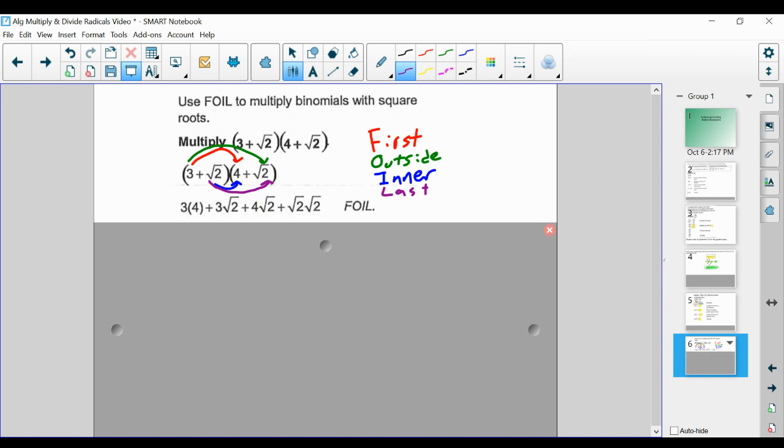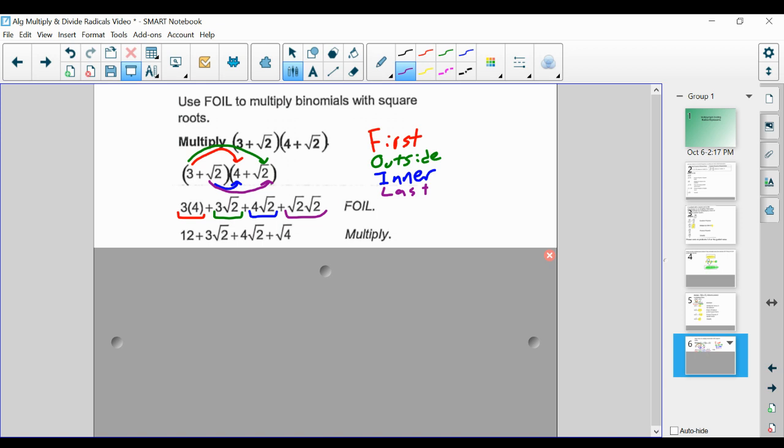I'm just going to connect our colors together. So 3 times 4 was in red. 3 root 2 was in green. 4 root 2 was in blue. And root 2 times root 2 was in purple. We're going to simplify any way we can. So first we're going to multiply.